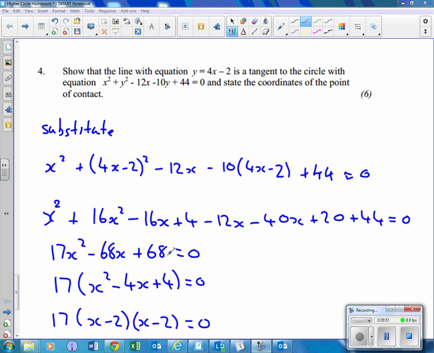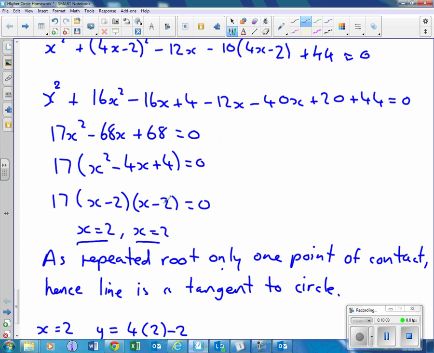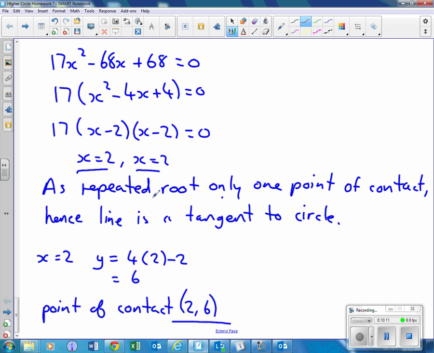Expand our brackets, tidy up. Take out a common factor. I've got 17 there, so 17 should go into these terms as well. If it doesn't, we'll have done something wrong. So we only get one root. So we've got a double factor here, so we'll only have one root, x equals 2. So we've got to make the statement, as it is a repeated root, only one point of contact, hence the line is a tangent to the circle.